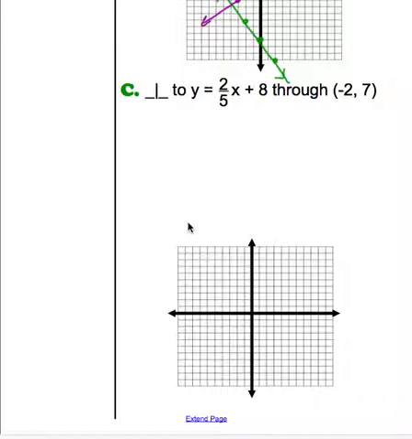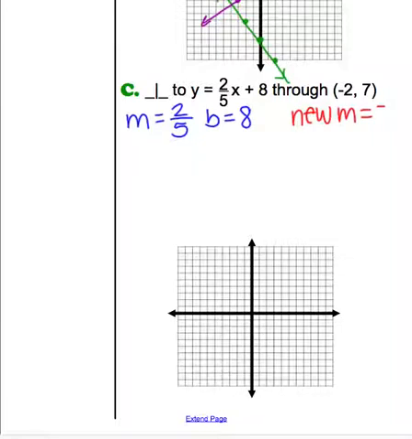All right, let's go ahead and take a look at our slope, which is 2/5, and our y-intercept, which is +8 of our current equation. Our new slope, or our new m, is going to be the opposite reciprocal, so it's going to be -5/2. So now we can go ahead and write our new equation.